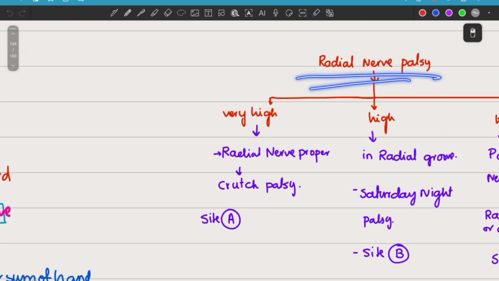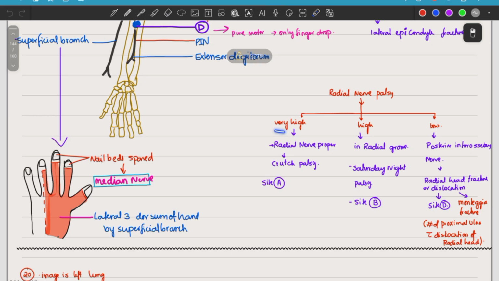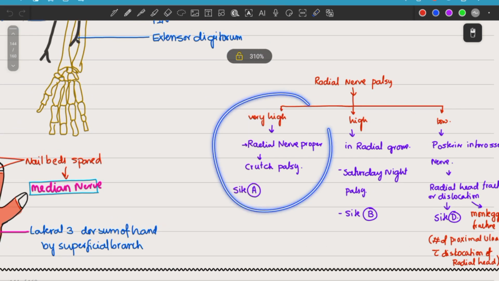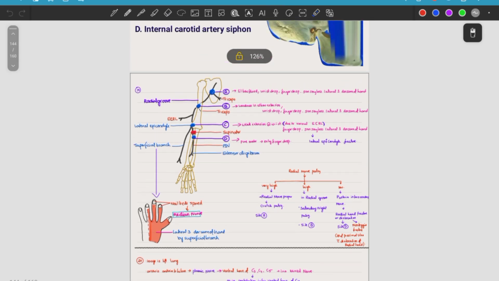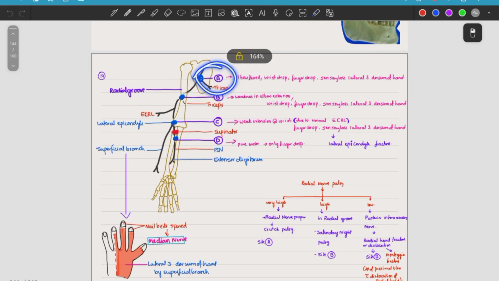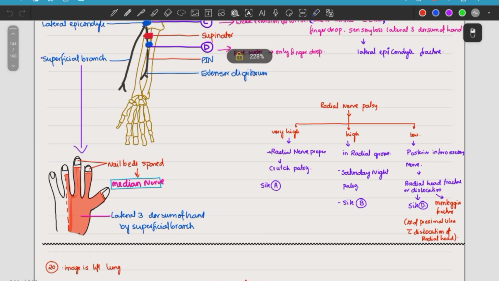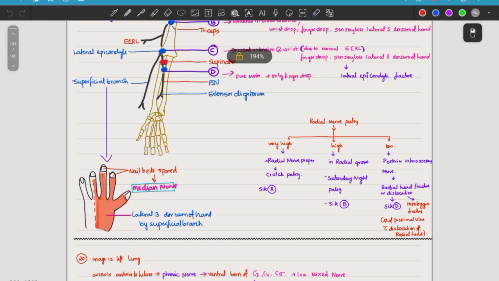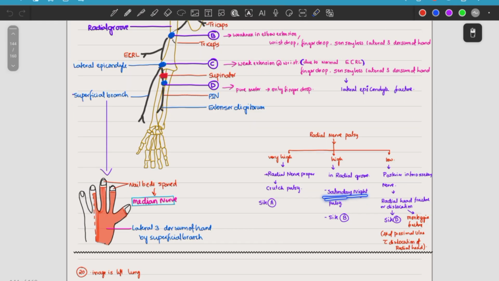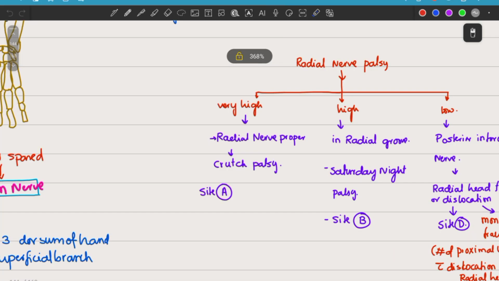Radial nerve palsy, here you can divide into very high palsy, high and low palsy. Very high means that is crutch palsy, that is at the A site. Whereas the high palsy is in the radial groove in the Saturday night palsy, where the person will keep his arm on the chair. You might have seen in your first year textbooks.